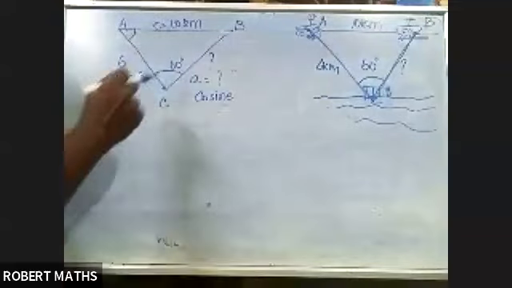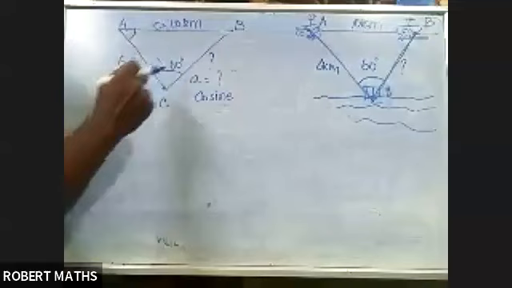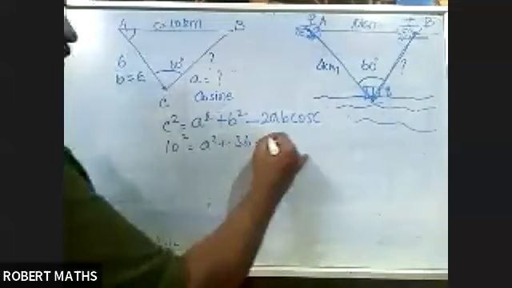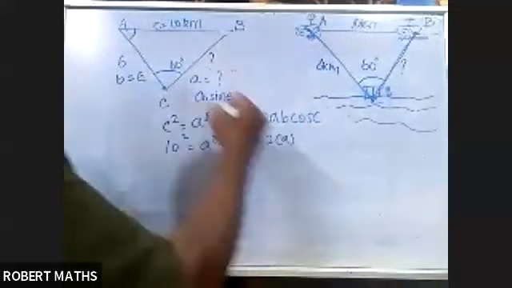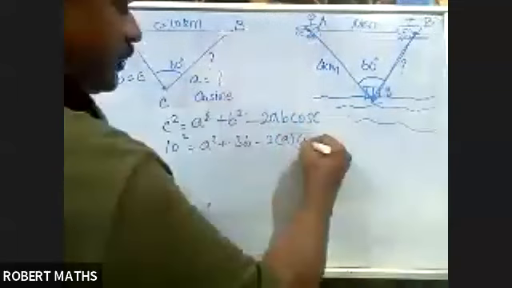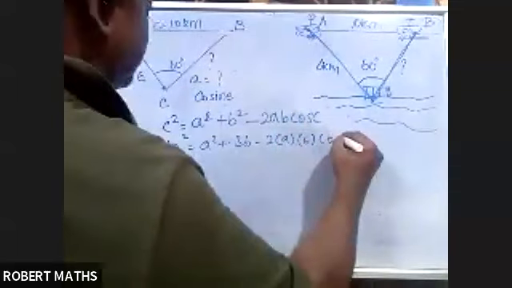C square equals A square plus B square minus 2AB cos C, because I have angle C. C square value is known, 10 square. A is not known, so keep it as it is. Plus B square, B is 36, minus 2 into A, A is unknown, keep it. What is B value? Your B value is 6. Cos C, that is 60 degrees.